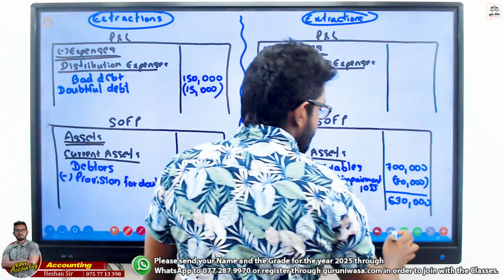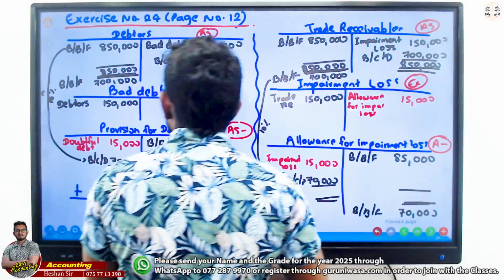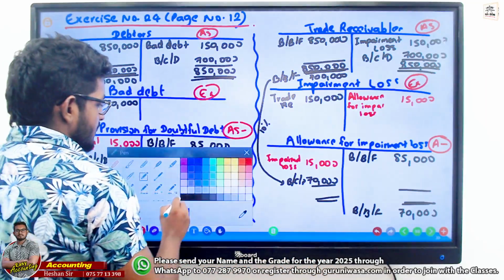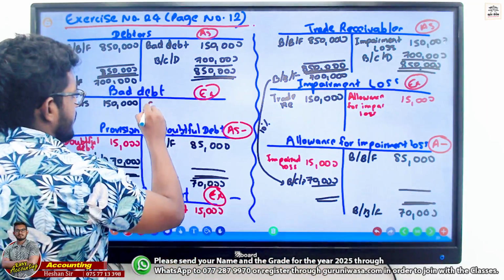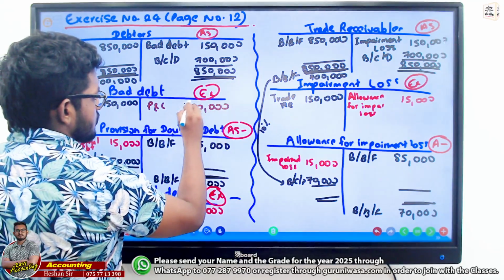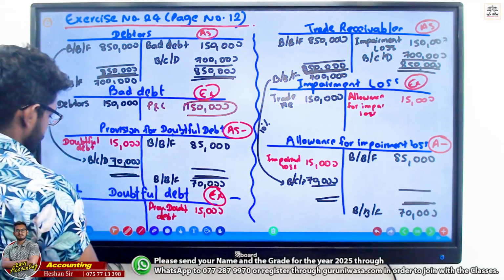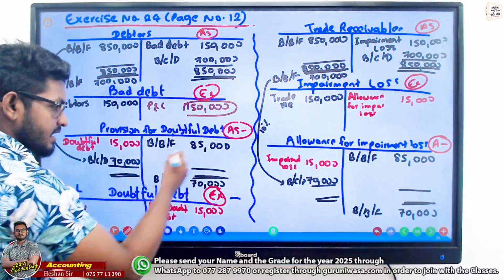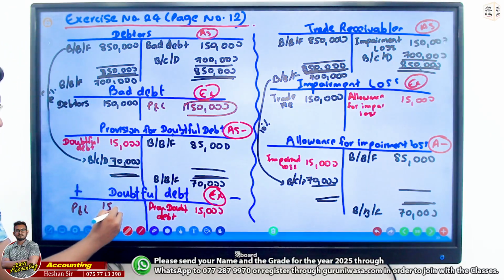But in this situation we don't need to do it like this. These things go to the P&L. This goes to the P&L 150. This also goes to the P&L, but what is transferred to the income side is 15,000.